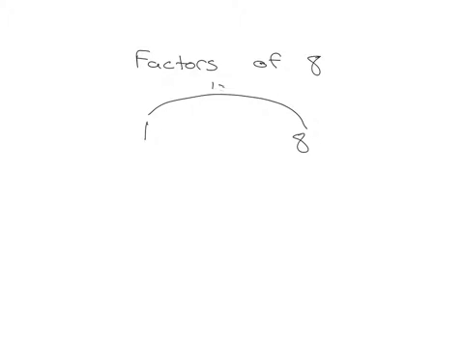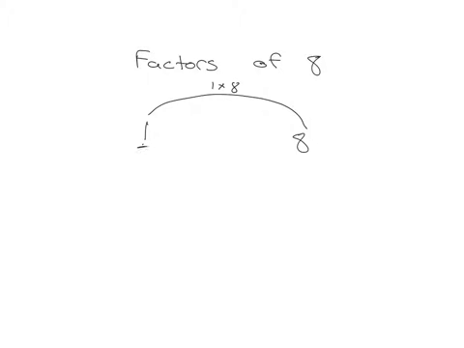I want to show you another way to do this. We could also do factors of 8 using something we call a factoring rainbow. You always start with a 1 and the number. So we start with 1 and an 8, and we put them far apart, especially if we don't know how many factors there are going to be. We connect them, showing that 1 times 8 gives me 8. So 1 and 8 are factors.